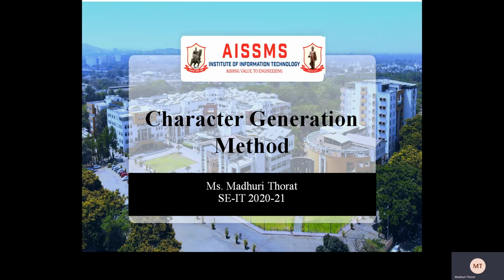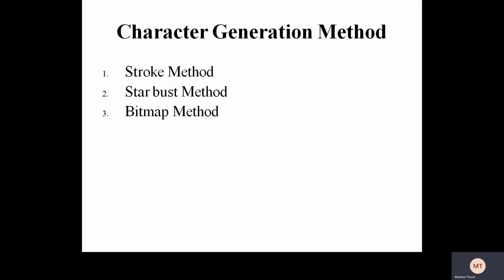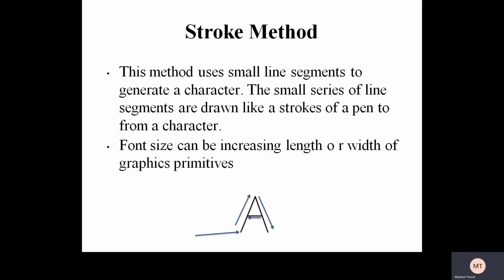In today's video, we are going to discuss the character generation methods of computer graphics. Usually characters are generated by hardware, but we can generate or prepare a character by software also. There are three primary methods for character generation. First is called the stroke method, the second one is the starburst method, and the third one is the bitmap method. So first of all, we discuss what the stroke method is.